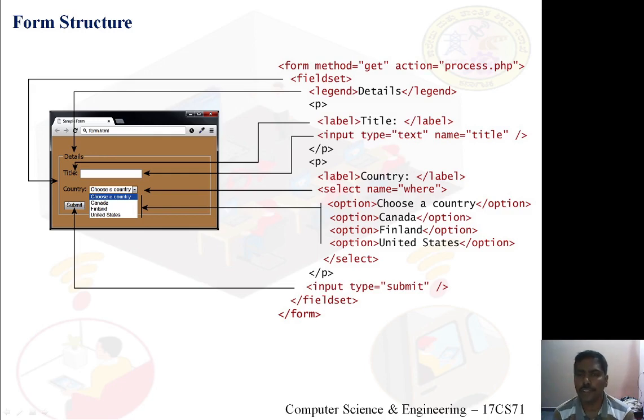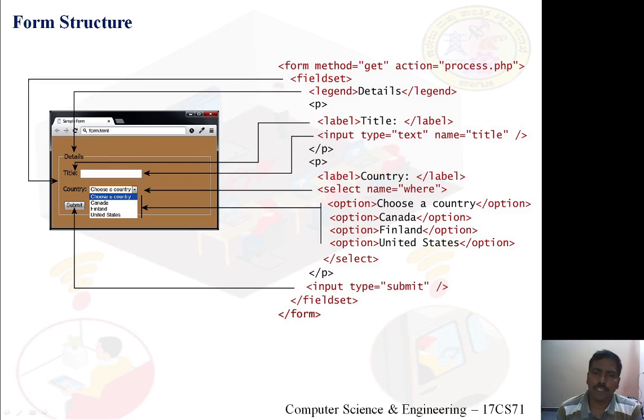Got it? I mean to say, when I click on the submit button on this form, the two inputs, one is the title and the other one is country, these two inputs will be sent to the server process.php. The process.php is going to process that. Okay, clear with this?